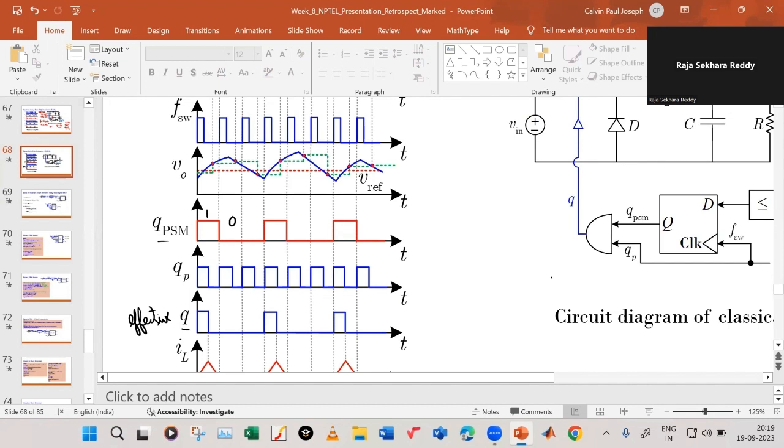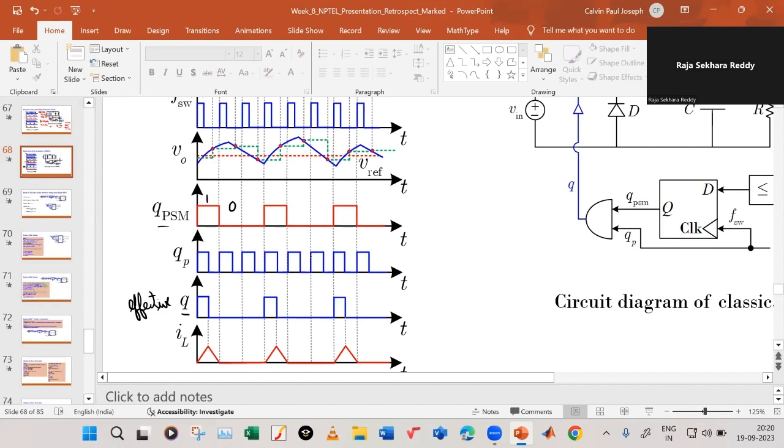And why it remains on for such a large duration is because when Q is on, which means V naught is less than V reference. When Q is off, V naught is greater than V. No, that is for QPSM. That is for QPSM.